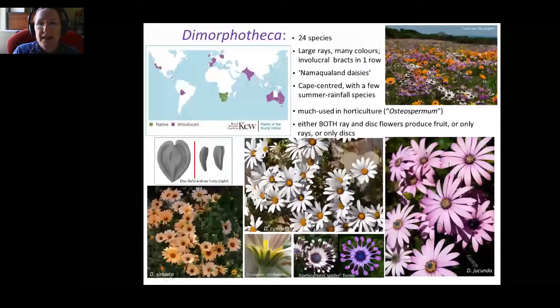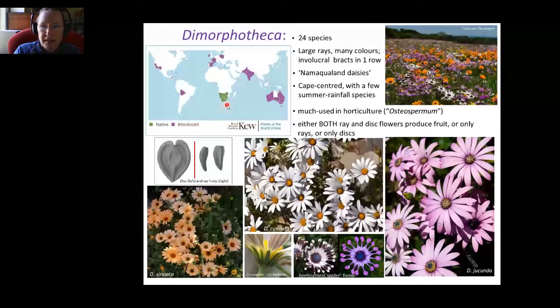The genus Dimorphotheca has about 24 species, and morphologically the genus is characterized by these large broad rays which exhibit a range of colors, and by involucral bracts arranged in a single row. Dimorphotheca are also the Namaqualand daisies because many species form a large part of these annual spring floral displays in that region of South Africa. Their distribution is Cape-centered, so winter rainfall-centered, with a few species extending into the summer rainfall areas of Southern Africa. And they're much used in horticulture, where ironically enough, they're known as Osteospermum. So an example here is these very beautiful spider forms with the ray florets twisted to create this rather unique shape.